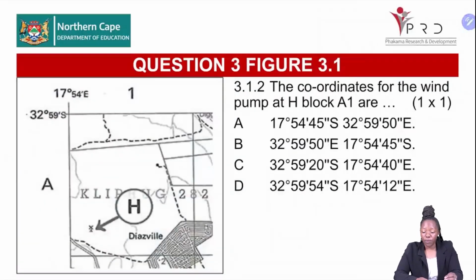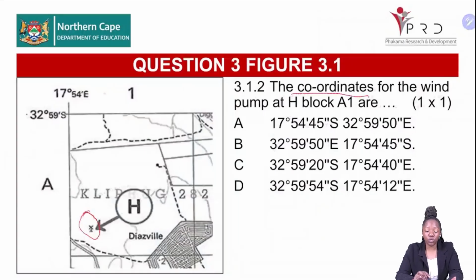Then our second question: the coordinates of the wind pump. Remember, the coordinates are again one of the calculations. So the coordinates of the wind pump H in block A1. So here is the wind pump H.